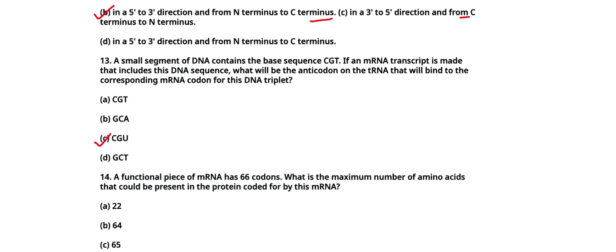A DNA triplet of CGT would yield an mRNA codon of GCA. Okay, the complementary tRNA anticodon would therefore be CGU.